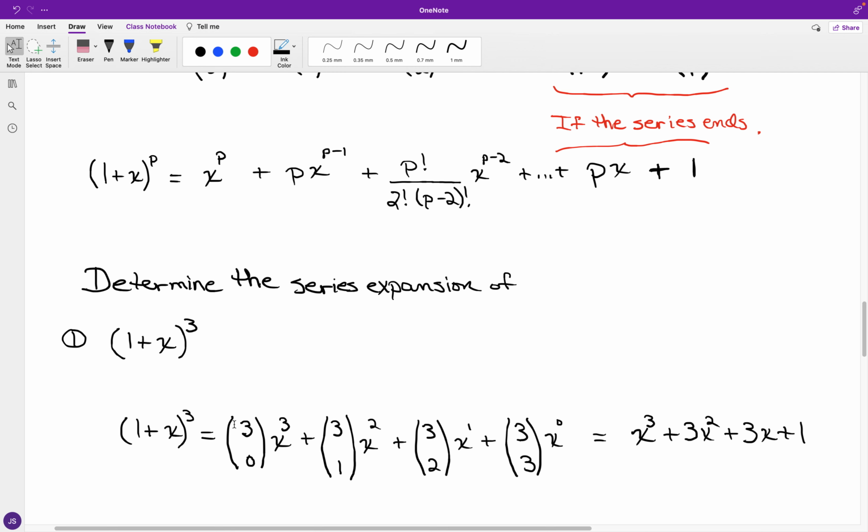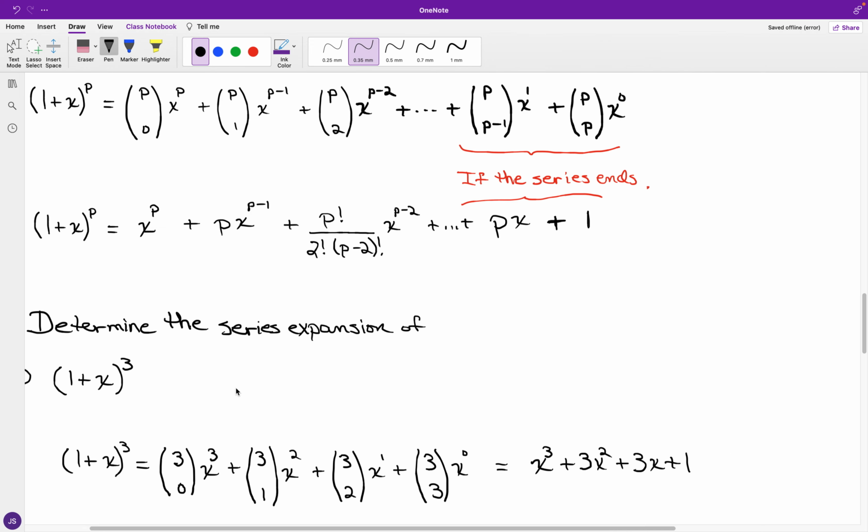So 3 taking none goes to 1, so you have 1x cubed. 3 taking 1 goes to 3, and we have times x squared. And again, 3 taking 1 less than itself goes to 3, and you have times x. And then we have 3 taking itself and x to the 0. Okay, they automatically go to 1. So the quantity of 1 plus x to the third becomes x cubed plus 3x squared plus 3x plus 1.